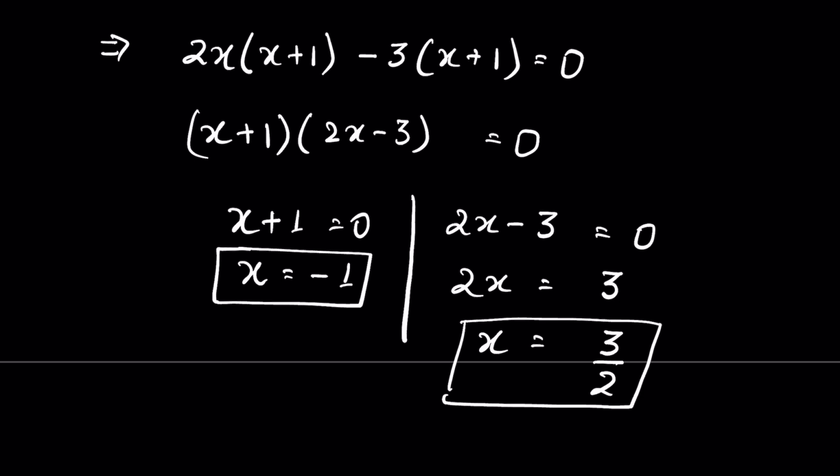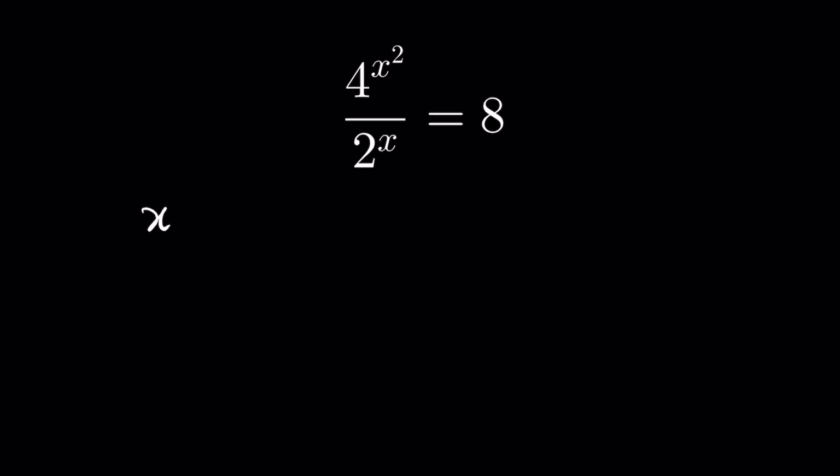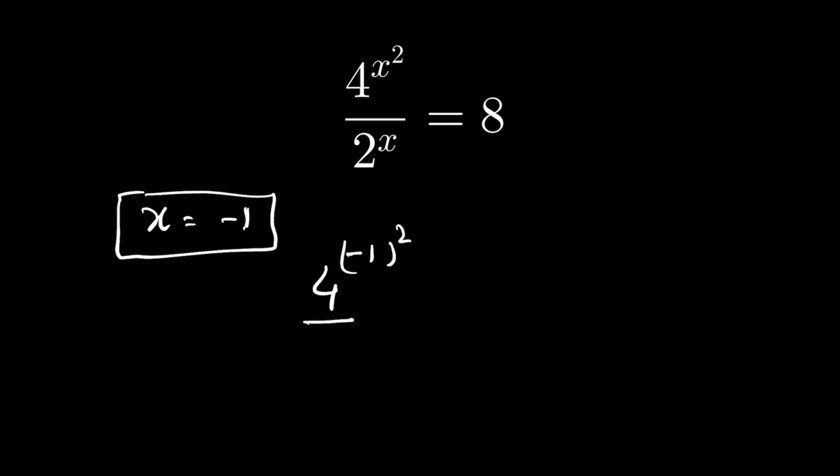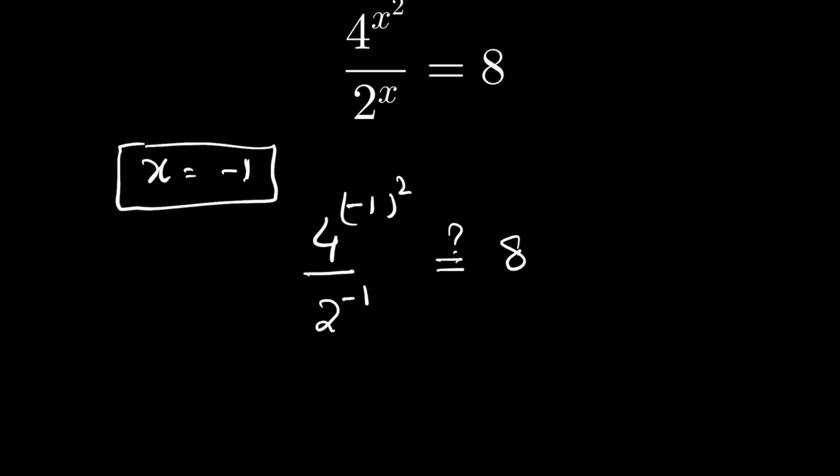Let's check these solutions. When x is equal to minus 1, 4 to the power x square is 4 to the power minus 1 square, upon 2 to the power minus 1. We have to check whether it is equal to 8. Minus 1 square is positive 1, so it will be 4. And 2 to the power minus 1 means the multiplicative inverse of 2 raised to the positive power of the exponent. So it is 2 raised to the power of 1. So 4 times 2 is equal to 8. So x is equal to minus 1 is correct.